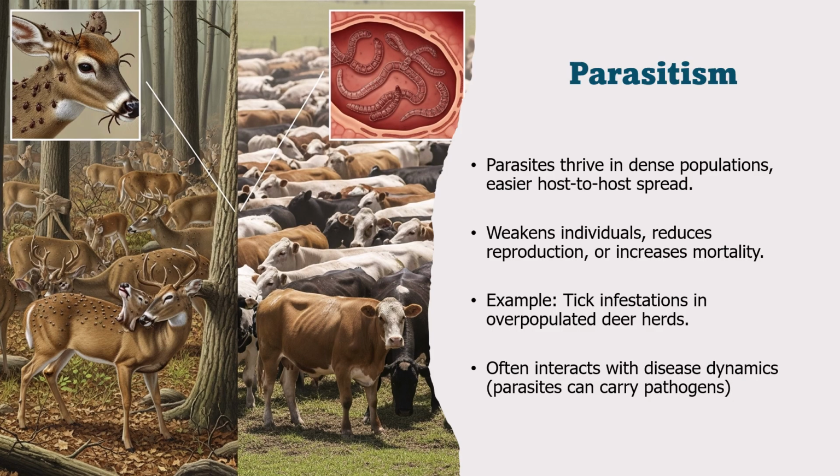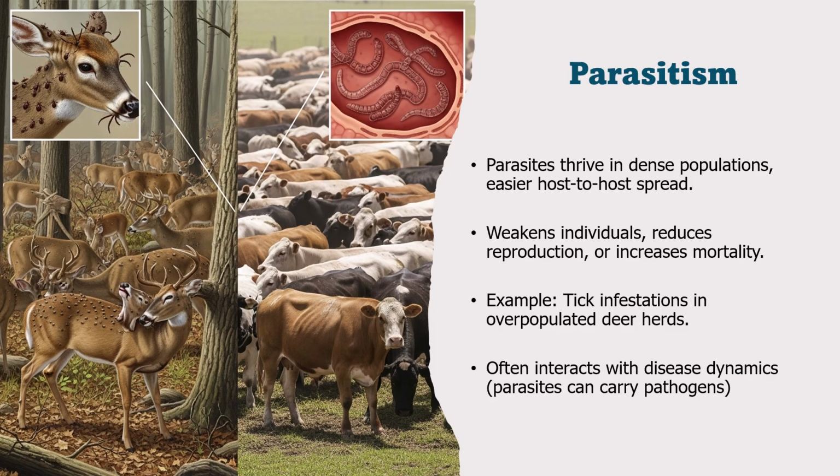Parasitism, while similar to disease, is distinct. Parasites don't usually kill outright but slowly weaken the host. As population density rises, parasites move more easily between individuals. This results in lower energy reserves, reduced fertility, and higher mortality.